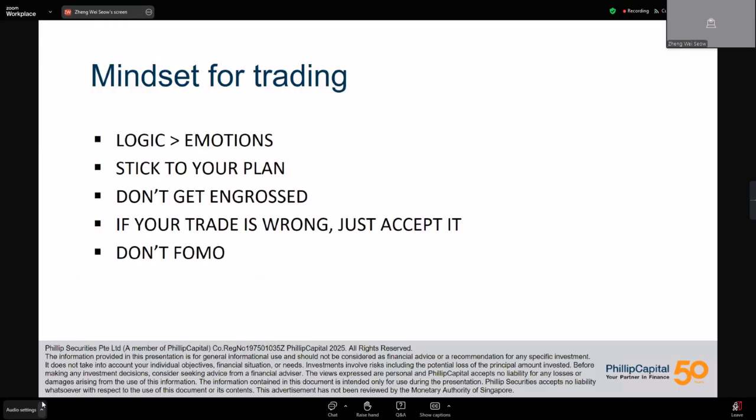So next up, we have the mindset, some things that I still use today. It is the mindset for trading. So, logic over emotions. There are times when I started trading where I actually made losses when I first started, when I was in uni.